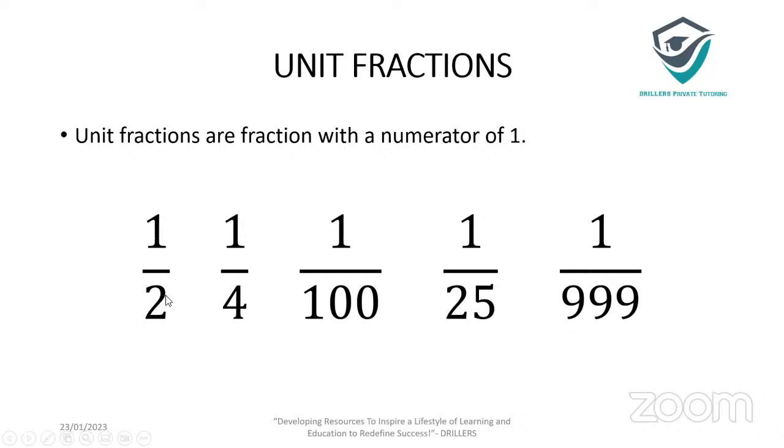So the first fraction is 1/2, then we have a quarter, we have 1/100, 1/25, 1 over 999. All of these are called unit fractions. As long as your numerator is 1, it doesn't matter what your denominator is, it's called a unit fraction.